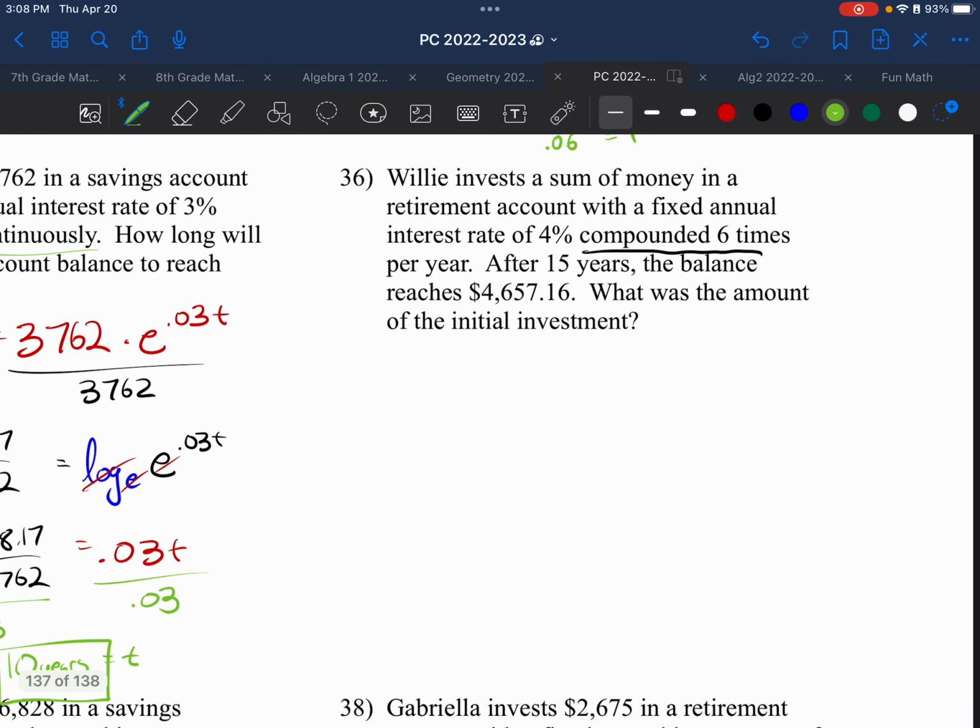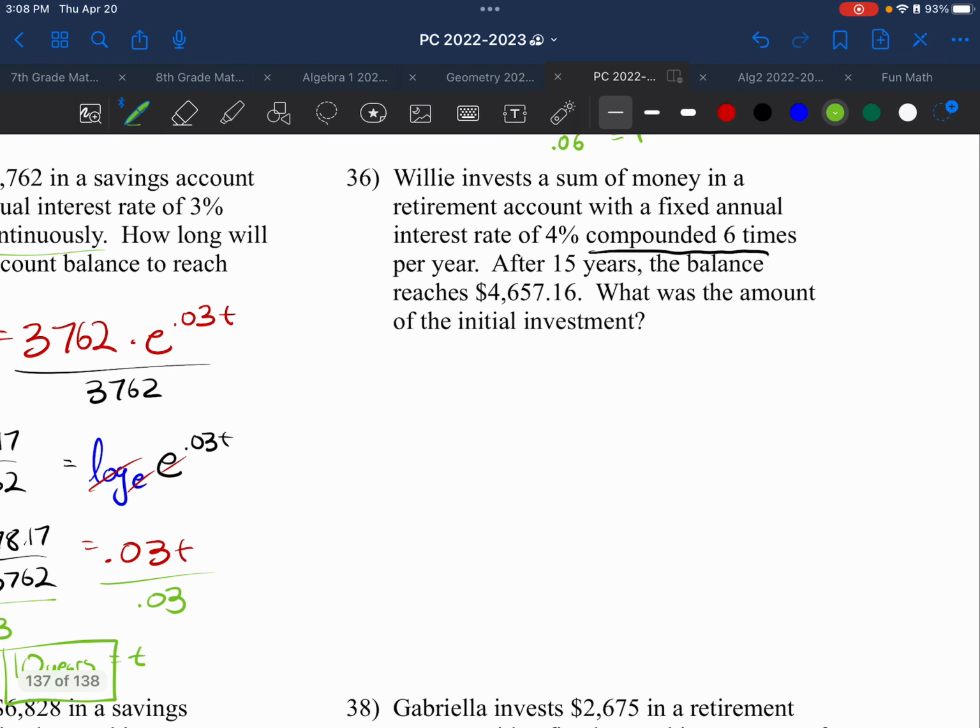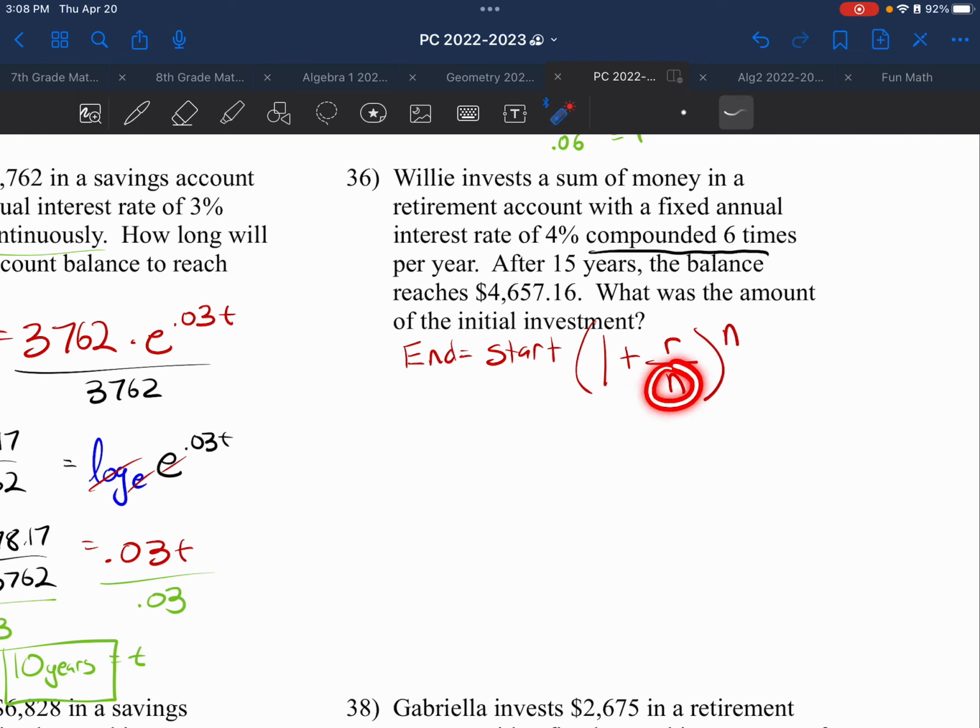All right. Number 36, now it's compounded 6 times, which means we have a slightly different formula. Our formula now is going to be end is equal to start times 1 plus the interest rate, which I'm going to keep as r, all over the number of times that you compound, to the power of number of times that you compound. Again, these are the same number, and I still need to multiply by t, so n times t. Cool. So what do we have here?